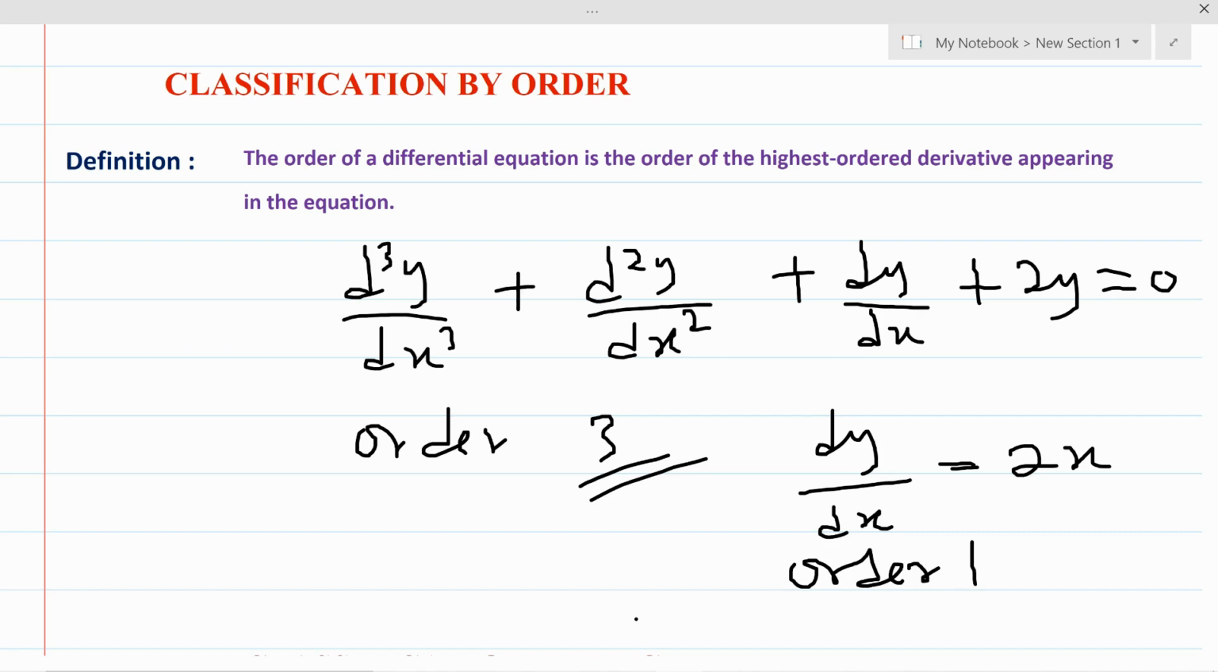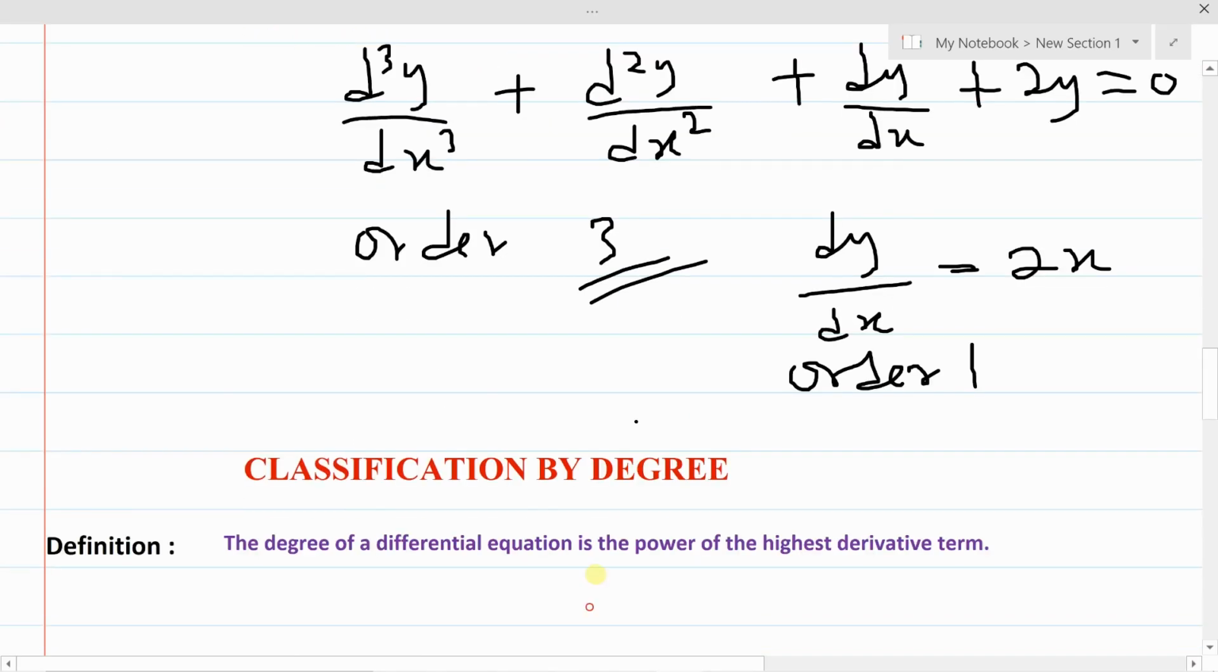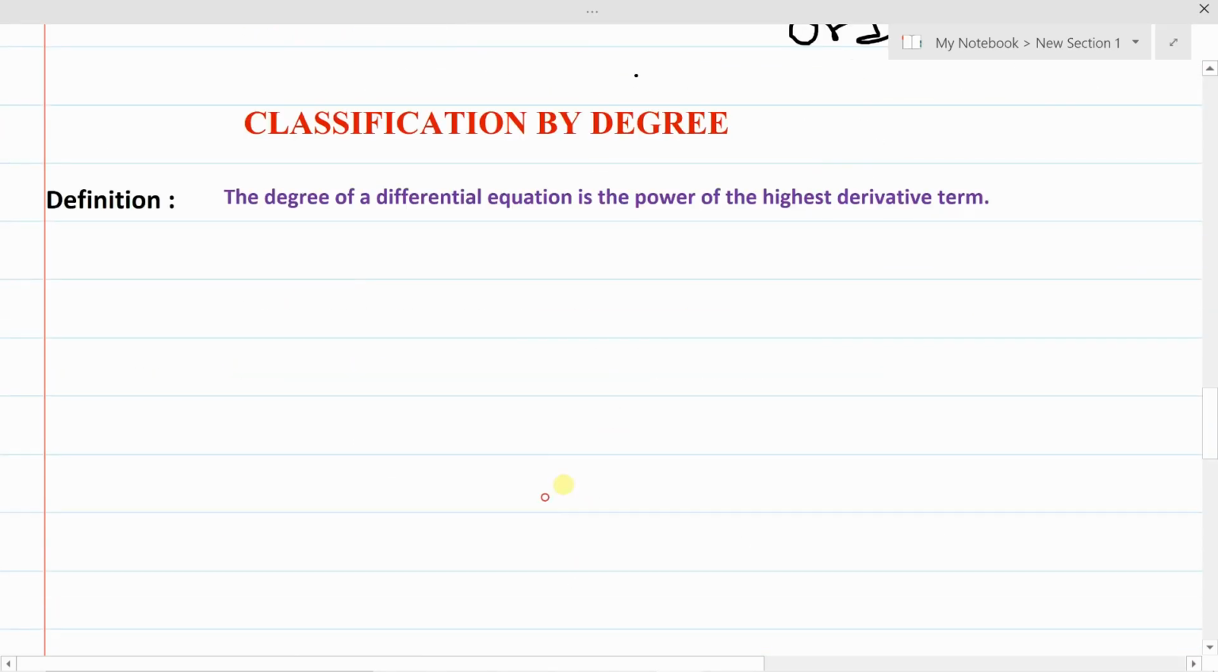Is it a second derivative, or a first derivative, or the fourth? So the highest one in it is the order of the differential equation. Okay, so let's continue. Classification by degree.